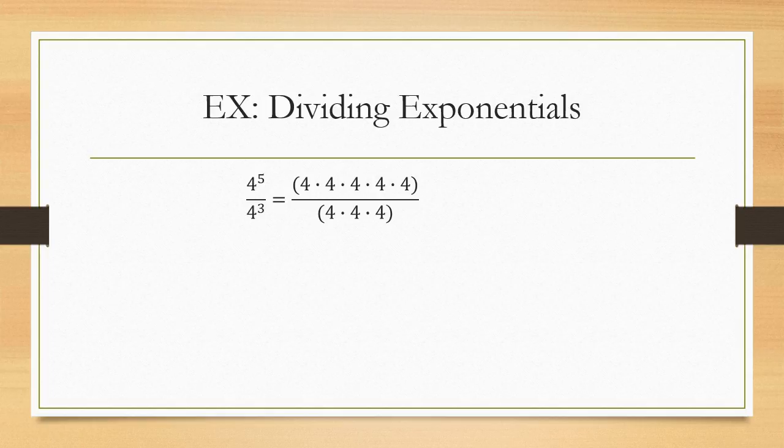Once again, we're just going to apply the definition. In our numerator, we have 5 4s. In our denominator, we have 3 4s, which will allow us to cancel, right? Since all of these terms are bound by multiplication, we can cancel them, which just leaves us with 2 4s, or 4 squared, which is the same as our initial fraction, where we're just subtracting our exponents.